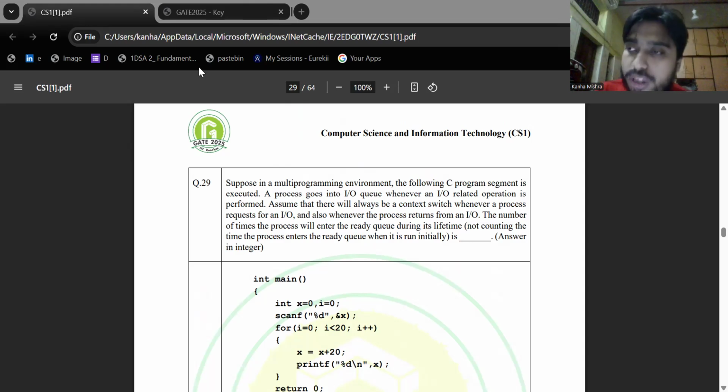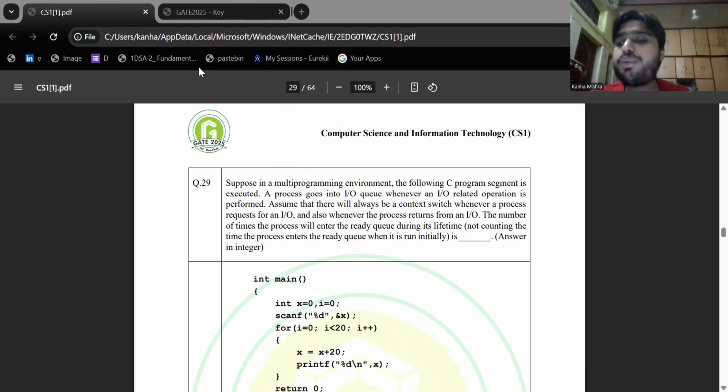Let's understand the process lifecycle basics. A process in a multi-programming environment can have three major states. Ready, that means it is waiting for CPU. Running, that means it is currently using the CPU. And waiting, which is blocked, waiting for input/output to complete.